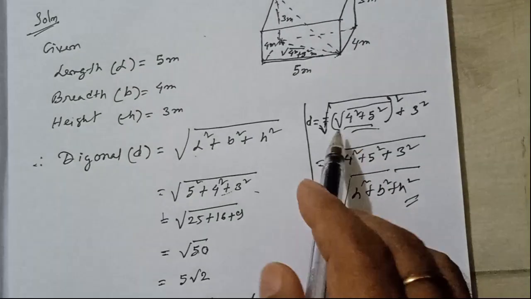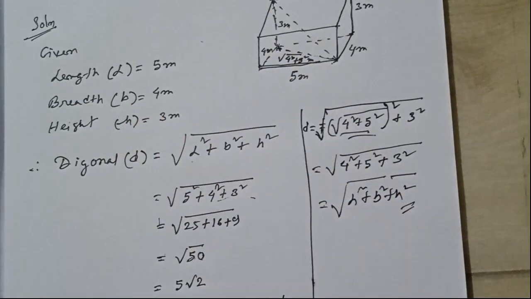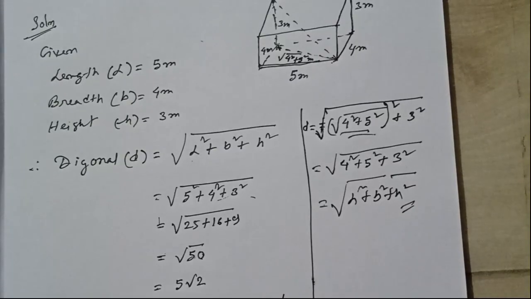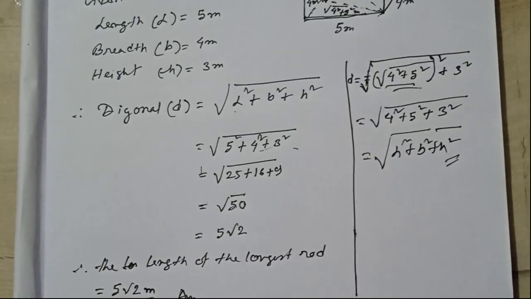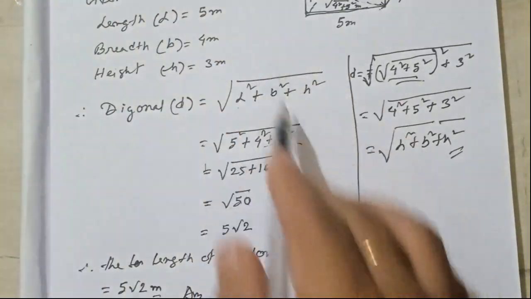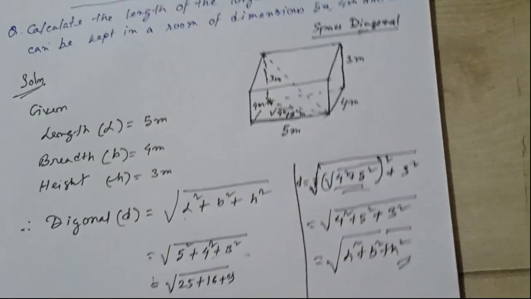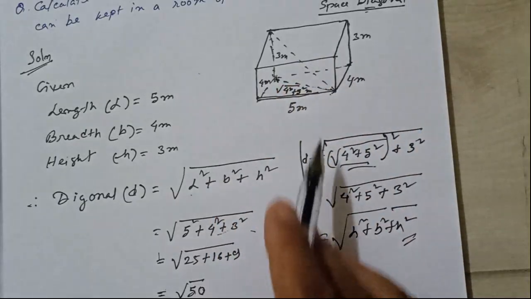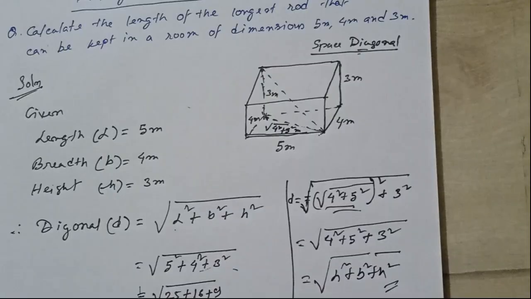Okay, so this is the explanation of how we get the space diagonal. Fine. So depending on the marks given, you can just write the solution like this, or if the marks given are more, then you can also include a diagram like this.